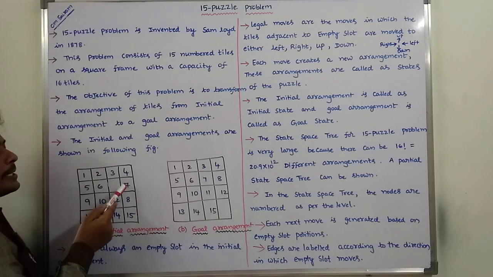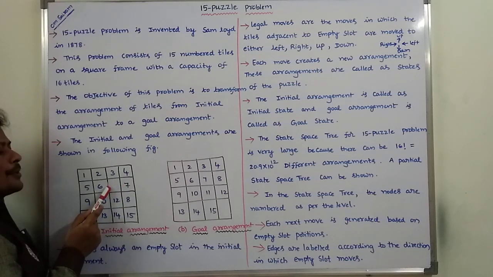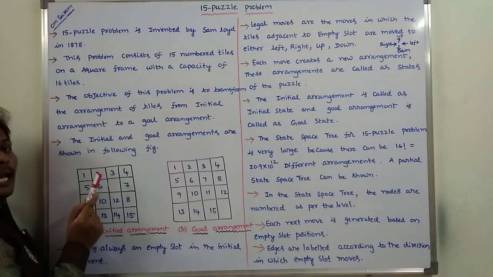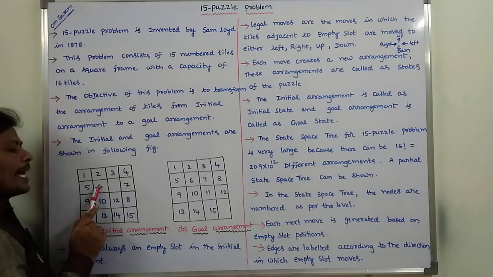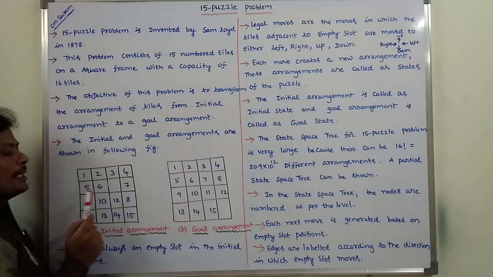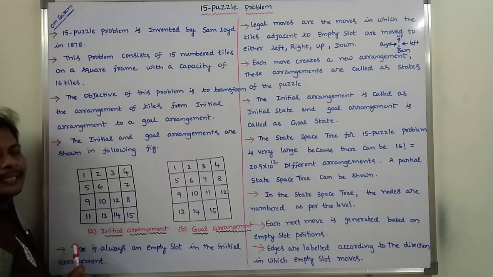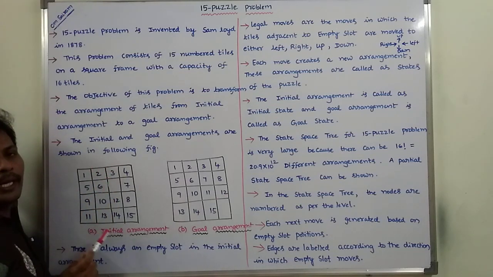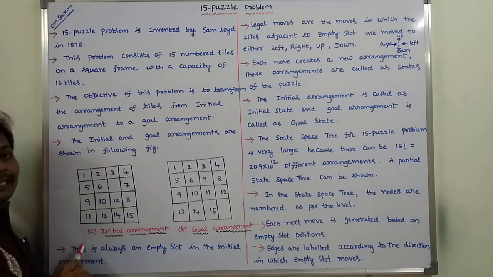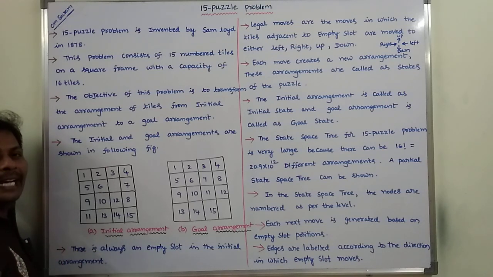Next one, 7 can be moved to this position, the left position. So an edge is labeled with left. One new arrangement is possible. 6 can be moved to the right. So the edge is labeled with right. One new arrangement is possible. Next, 3 can be moved down. The edge is labeled with the down direction. One new arrangement has occurred. That new arrangement can be treated as one node.